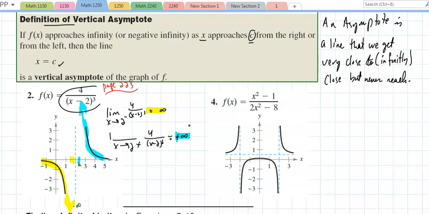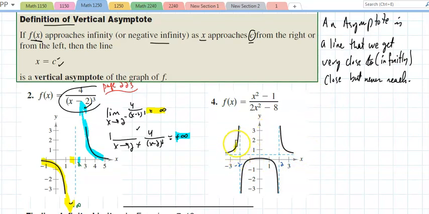So you only need one of those. It says if y, where you're approaches infinity or negative infinity, as x approaches 2 in this case, from the right or the left, it doesn't matter, one of them will do, then we say x equal 2 is a vertical asymptote. So when I'm looking at number 4, I notice x equaling a negative 2 and x equaling a 2.